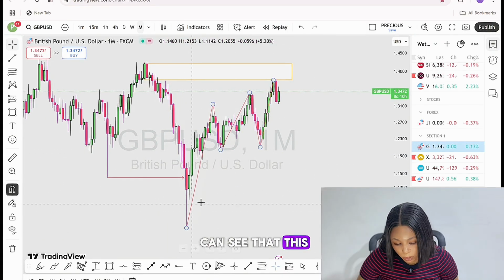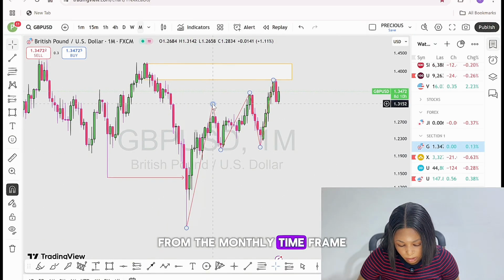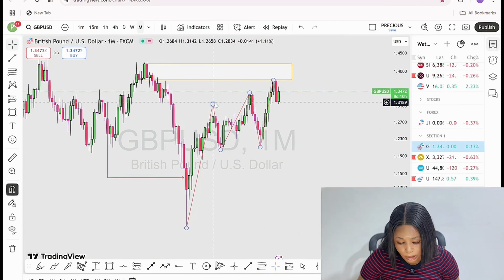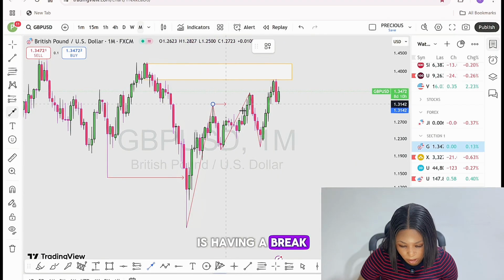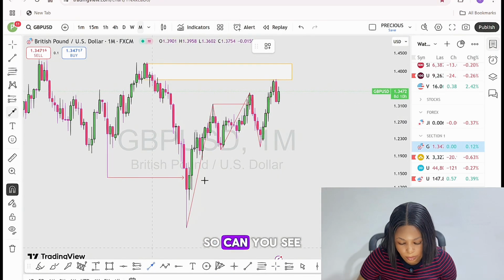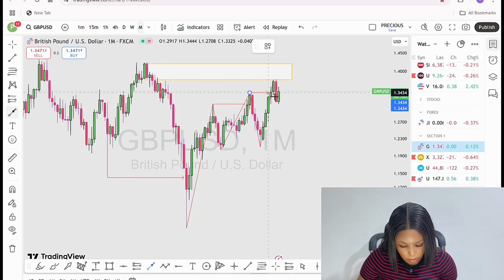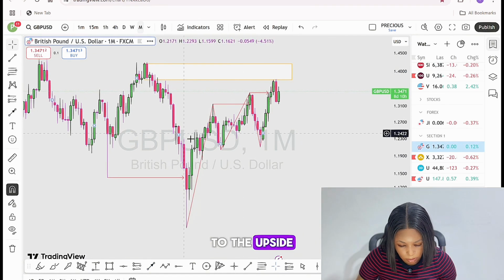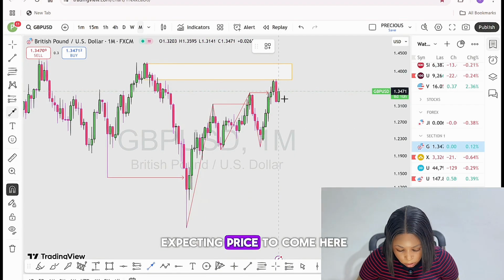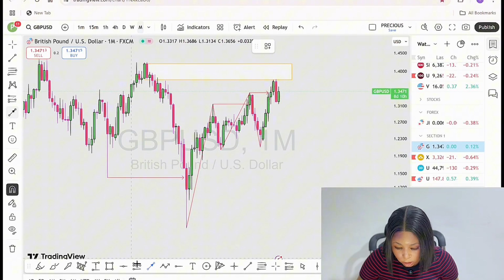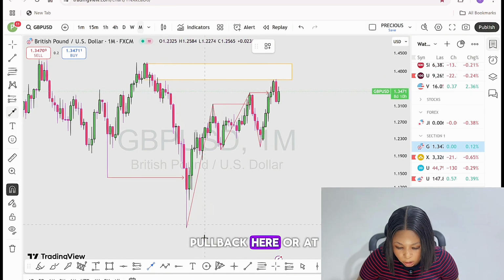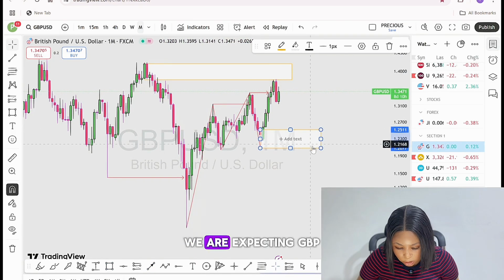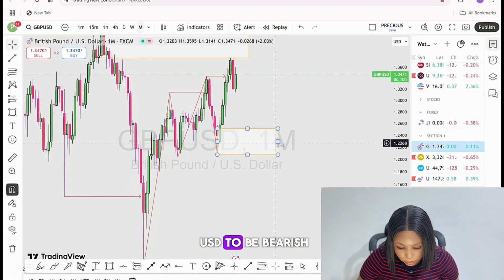So you and I can see this from the monthly time frame. Now what can you say this trend is? Because we said one characteristic of an uptrend is having a break of structure to the upside. So can you see that we have a break of structure here to the upside? So now we are expecting price to come here, because price has reacted from this bearish order block here, then we got a pullback here. But at the end of the day, the long-term trend, we are expecting GBPUSD to be bearish.